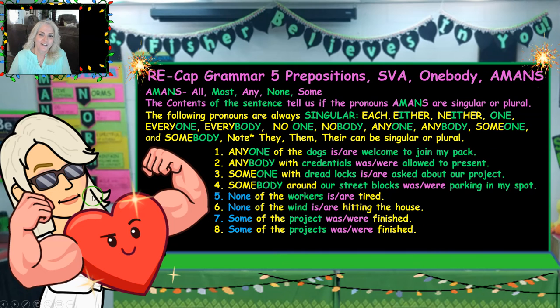When you are trying to find the correct subject-verb agreement and you have a word like almost, any, none, and some, you know that you have to look at the object of the preposition in order to find out which one to use. So let's try these. Any one of the dogs is or are welcome to join my pack. Anybody with credentials was or were allowed to present. Someone with dreadlocks is or are asked about my project.